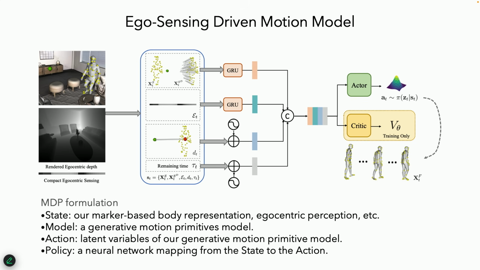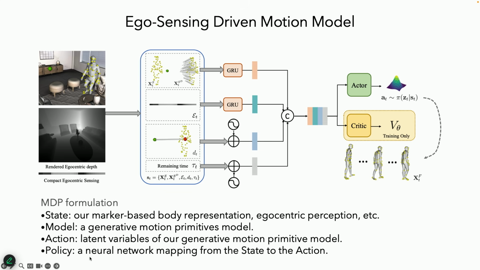So this is a motion primitive model. It's generative, so we can generate different human behaviors because this model is generative. And we have an action. So in this MDP formulation, the action is basically the latent variables of our generative motion primitive models. It's not the traditional type of action, it's a latent variable.